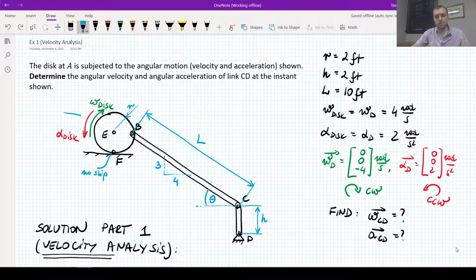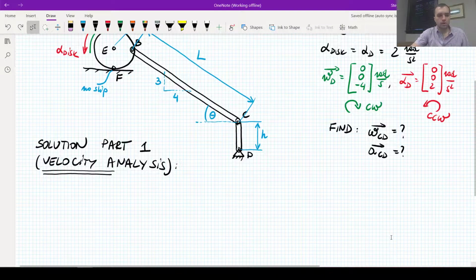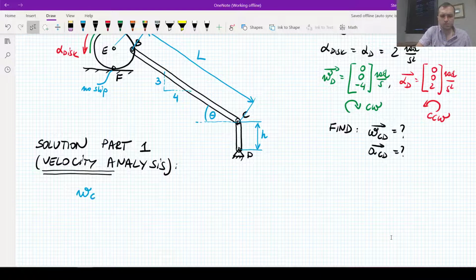However, this problem is quite lengthy. That's why I decided to split it in two parts. In part one, which is your pre-class assignment, we will run velocity analysis for the entire structure. And we will end up at the end with this value and also this value. In other words, we will know every single velocity in the system.